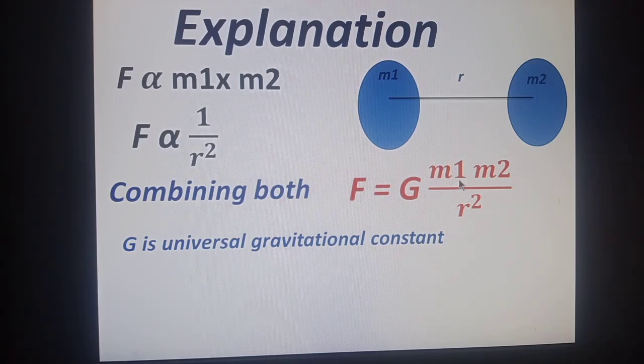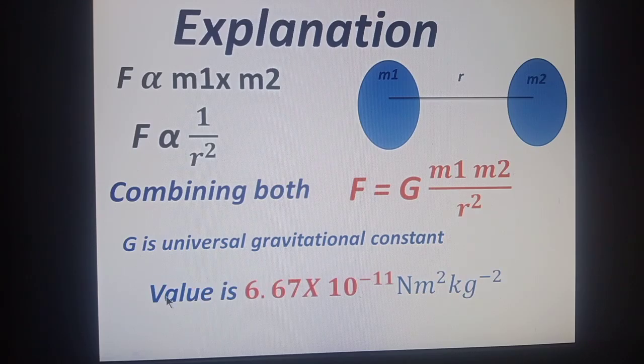Now, the mathematical form of this law shows that force is directly proportional to the product of masses, where m1, m2 are the masses of the two bodies, and inversely proportional to the square of the distance between their centers, r square. And what is G? I told you it is the universal gravitational constant, and students, its value is 6.67 × 10⁻¹¹ Newton meter square per kilogram square.